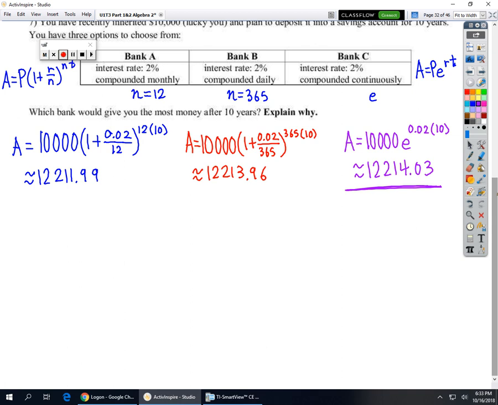So you would write finally, which one gives you the most money? Bank C gives the most money. Ooh, my handwriting is terrible. Bank C gives the most money after 10 years.